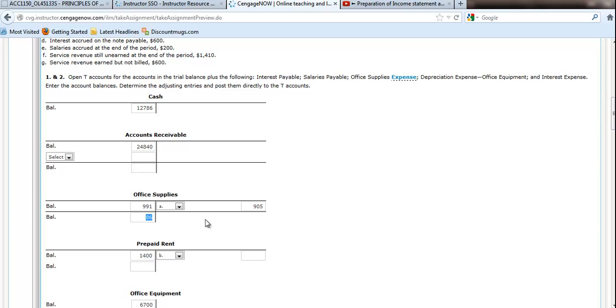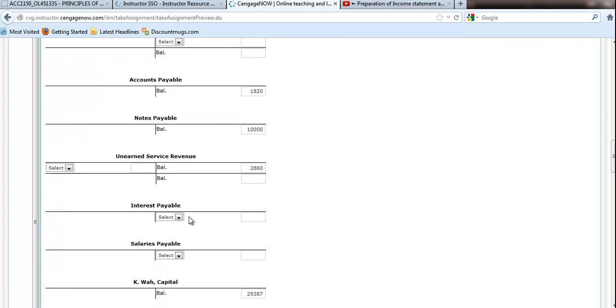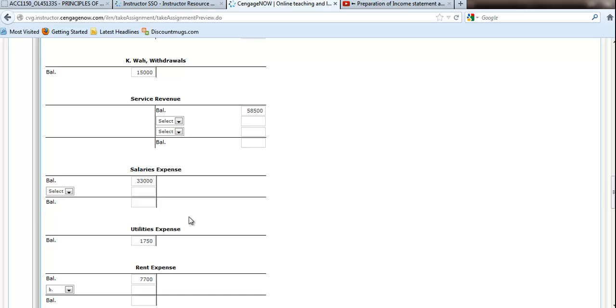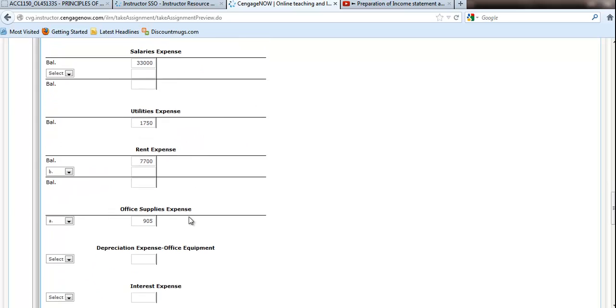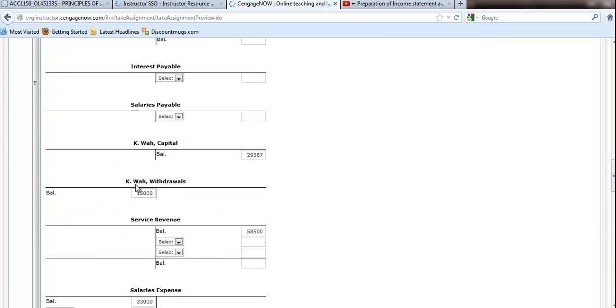So when we do my adjusting entries for office supplies, I also need a debit. There's my credit, so I need to debit office supplies expense. So I'm going to go down here and find my office supplies expense. Okay, A for $905. So I have my debit and my credit.